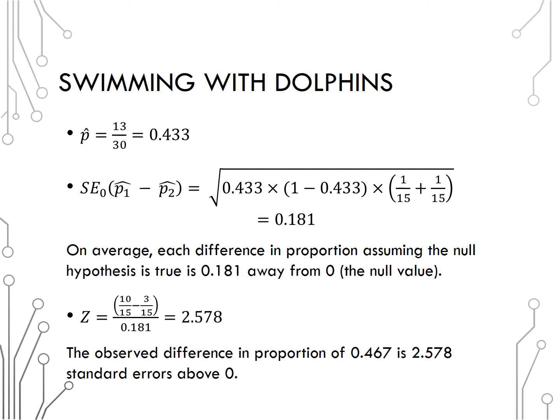I would say, on average, each difference in proportion, assuming the null hypothesis is true, is 0.181 away from 0, the null value. Then add context. Our standardized statistic should be 2.578, or the observed difference in proportions of 0.467 is 2.578 standard errors above 0.